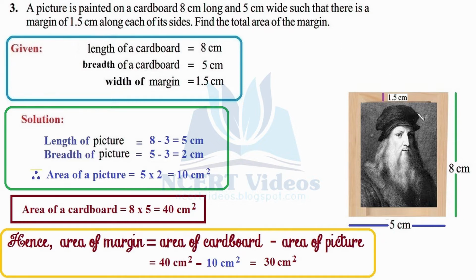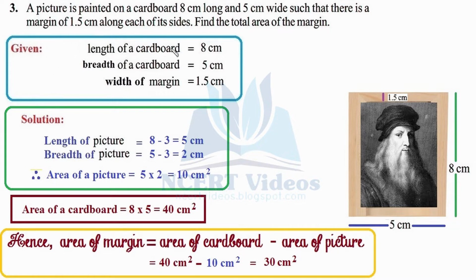So the question says that cardboard is having dimensions. Length is 8 cm and breadth is 5 cm. And there is a margin equidistant from all 4 sides as 1.5 cm in width. Now we have to find total area of this margin, that is this area. Now using the same logic, first we will find this complete area of this cardboard. Then we will subtract the actual area of this painting. We will get the required area of this margin.